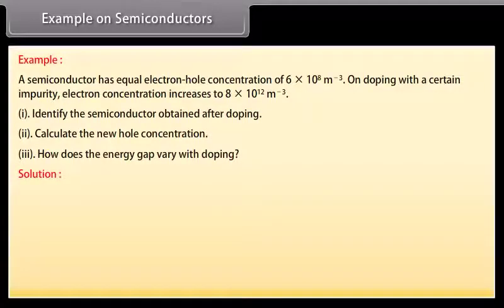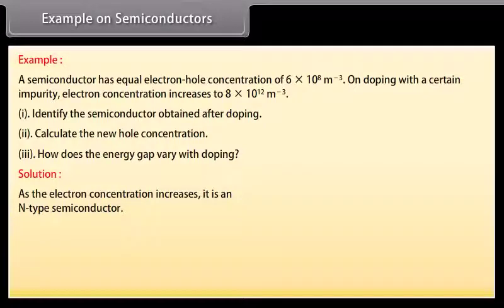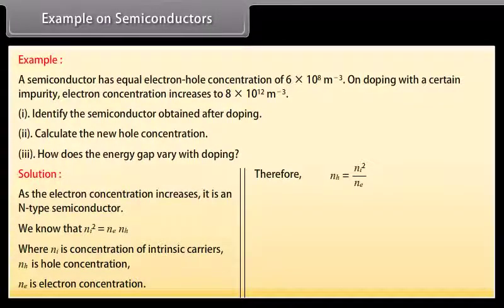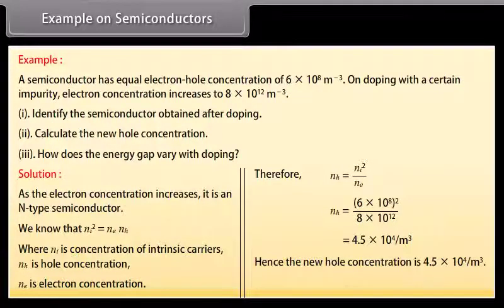Let's see the solution. As the electron concentration increases, it is an N-type semiconductor. We know that Ni² is equal to the product of Ne and Nh, where Ni is the concentration of intrinsic carriers, Nh is the hole concentration, and Ne is the electron concentration. Therefore, Nh is equal to Ni² divided by Ne. On putting the values, we get Nh equal to 4.5 × 10^4 per meter cube. Hence, the new hole concentration is 4.5 × 10^4 per meter cube. With the doping, the energy gap decreases.